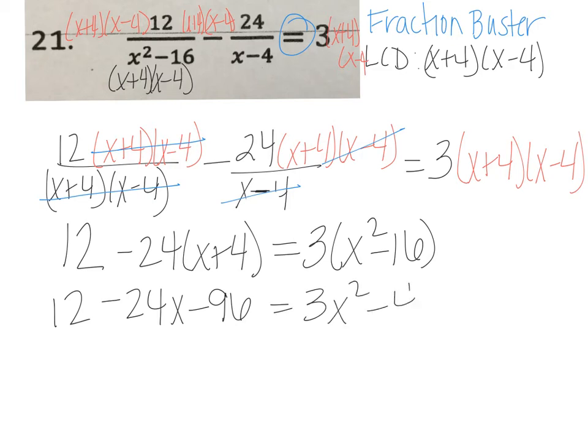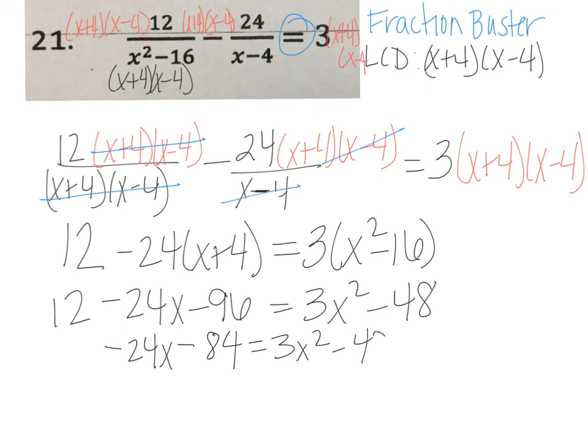3x squared minus 48. So you see how multiplying the numerators by the common denominator gave me an equation with no fractions in it, and it's much easier to solve at this point. So we're going to combine our like terms and put it all on one side and solve. So when I do this, I get negative 96 plus 12 on this side. These like terms are going to be negative 84. So negative 24x minus 84 equals 3x squared minus 48.